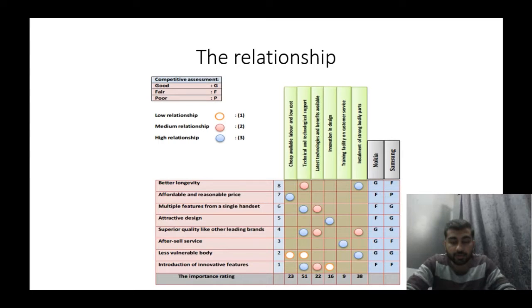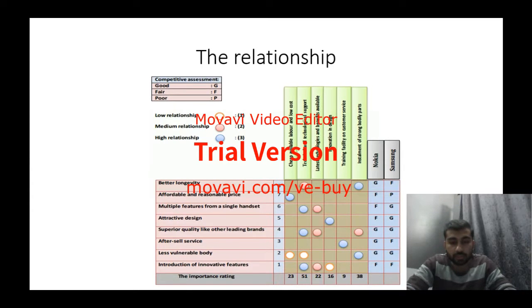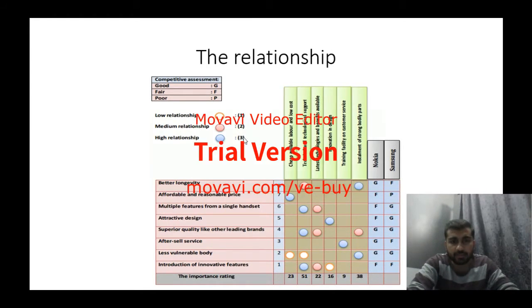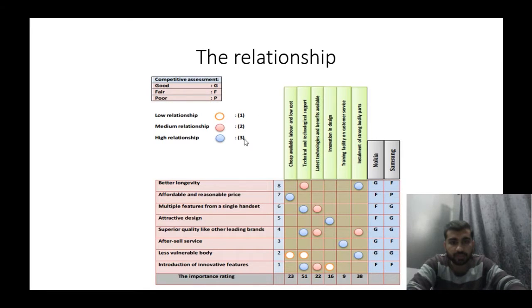It also has another in the row, which is a yellow circle in the less vulnerable body. So it has a rating of 2, and low relationship has a rating of 1. So 2 into 1 is 2. So we had 21 and 2, which adds up to 23, as we can see over here. Moreover, we can see better longevity, which is rated 8, and the medium relationship 2, so it's 16 over here. Moving on, we have multiple features from a single handset, which is 6, and it has 3, which is 18.